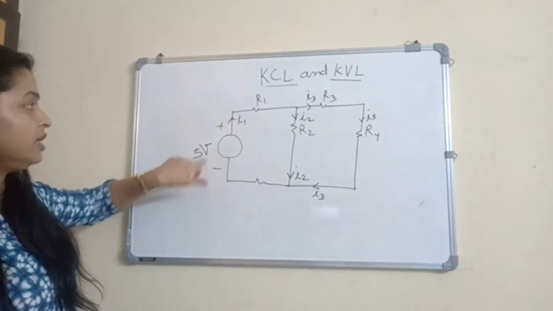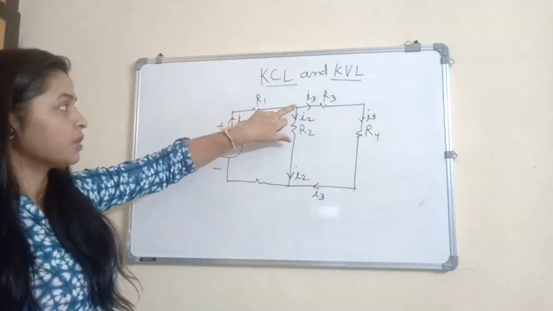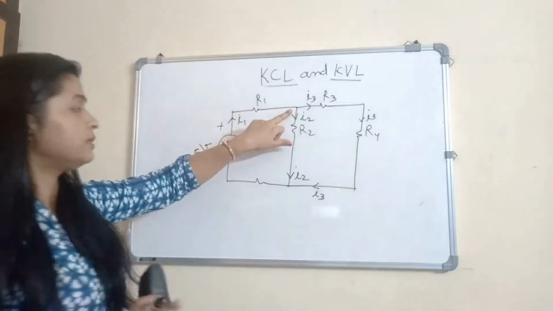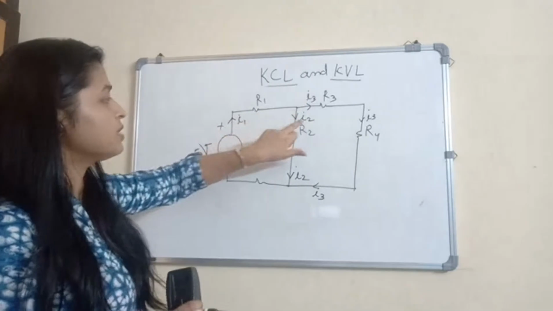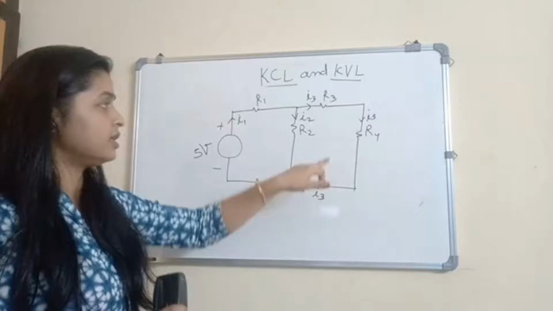I is responsible for this. So I is flowing till I1 is constant. The value of I1 is common, it's not changing. But when it divides into two parts, it becomes I2, which is flowing through R2, and it becomes I3, which is flowing through these resistors.